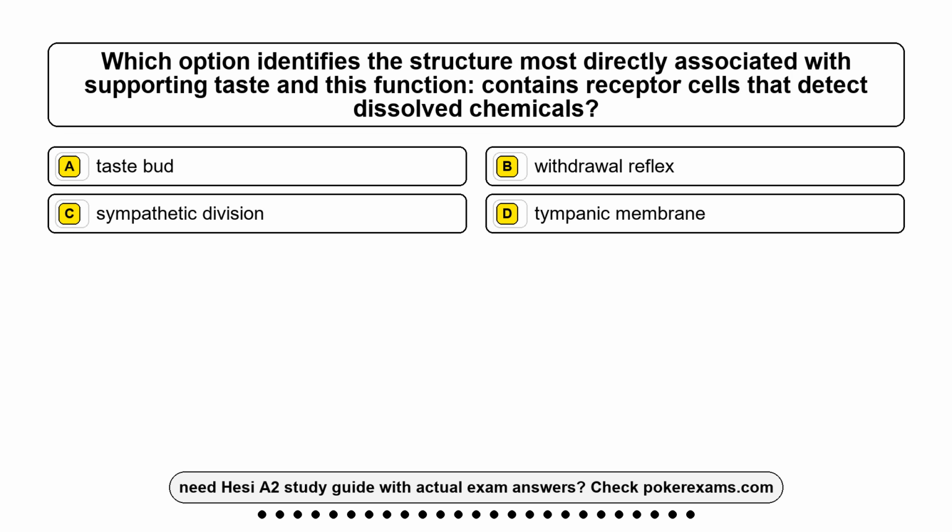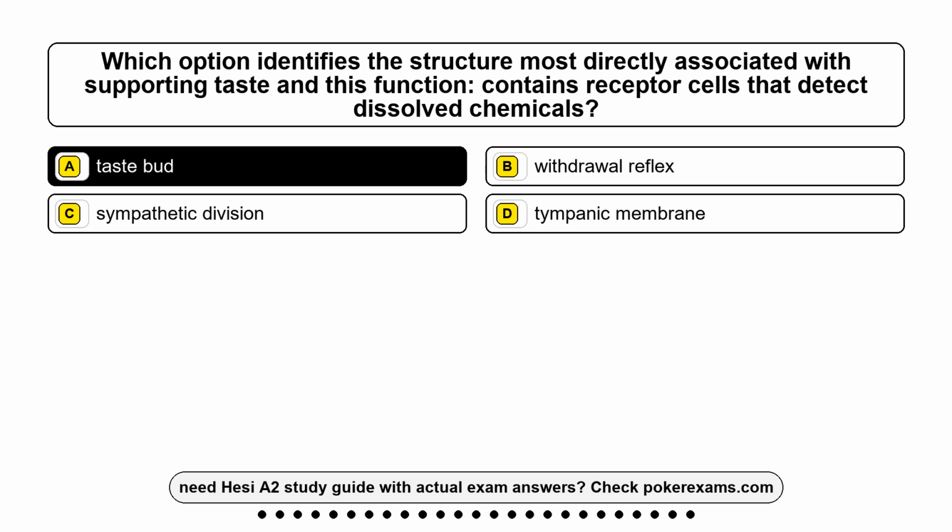Question 12. Which option identifies the structure most directly associated with supporting taste in this function, contains receptor cells that detect dissolved chemicals? Option A, taste bud. Option B, withdrawal reflex. Option C, sympathetic division. Option D, tympanic membrane. The correct answer is option A, taste bud.